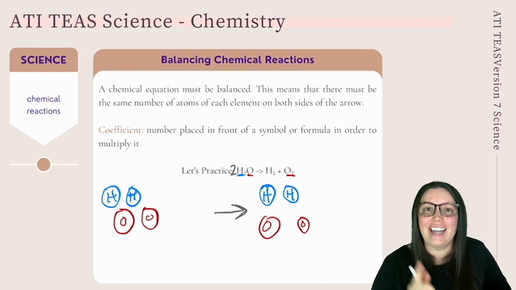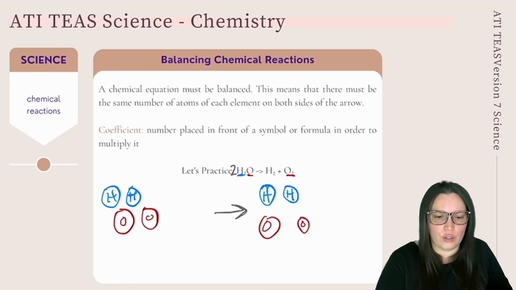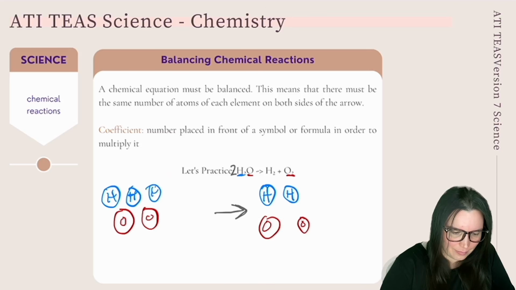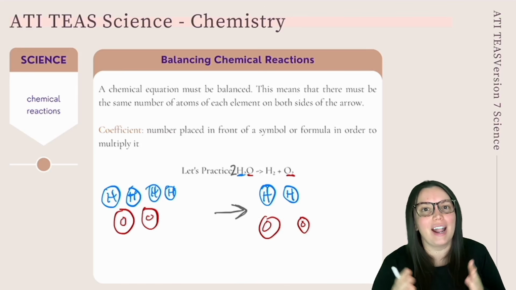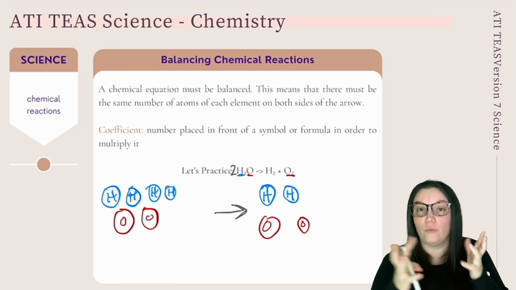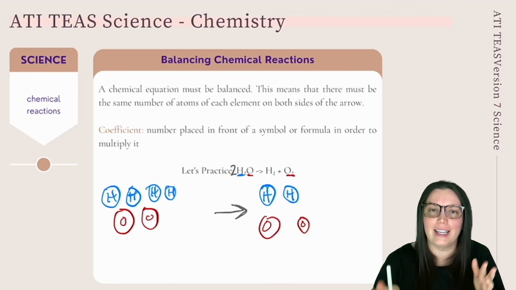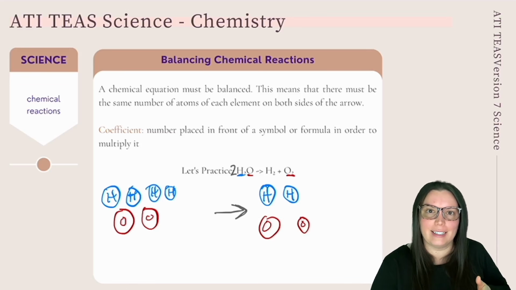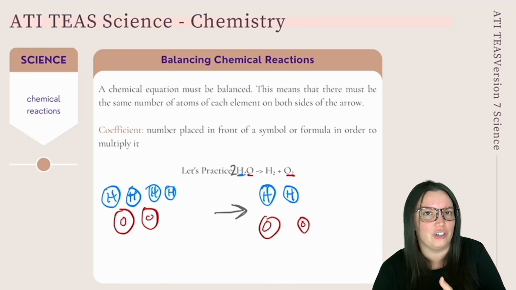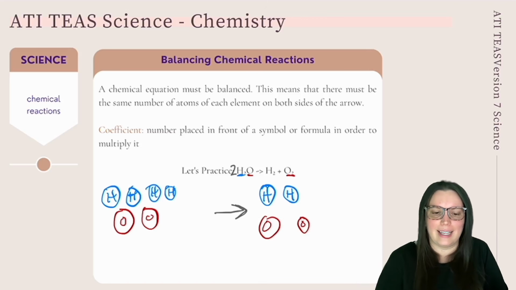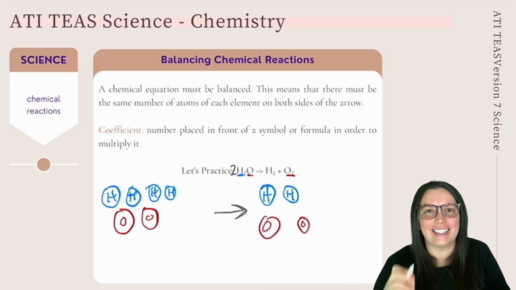However, by adding that 2, we have also doubled our hydrogens. So now we have a total of 4 hydrogens and 2 oxygens on the reactant side, but now we only have 2 hydrogens and 2 oxygens on our product side. So again, how do we balance this out? By adding a coefficient to make it make sense.